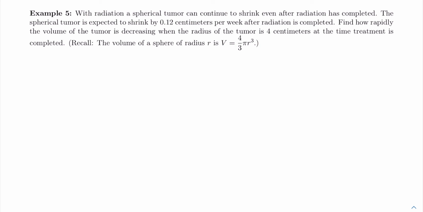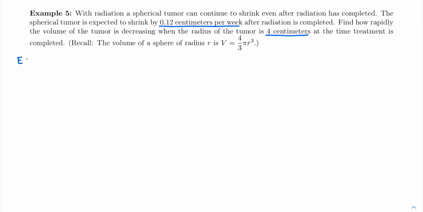The spherical tumor is expected to shrink by 0.12 centimeters per week. So it's going to slowly continue to shrink even weeks after a radiation session. Find how rapidly the volume of the tumor is decreasing when the radius of the tumor is 4 centimeters. So there's the two numbers we were given at the time of treatment completed. And remember that radius and sphere formula, because we have a spherical tumor that we're treating here.